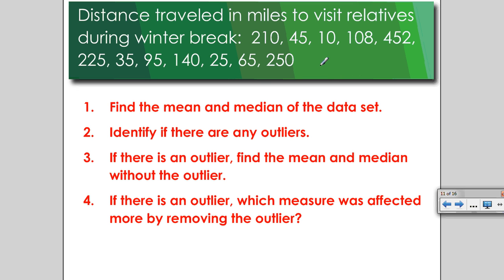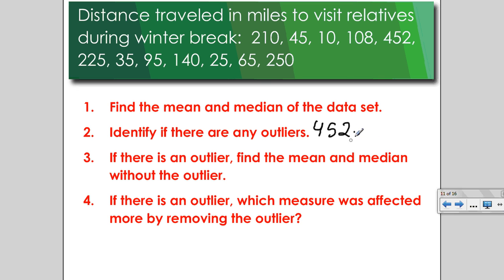All right. I see one that definitely is an outlier. 452 is way up there, so I would call it an outlier. So we got 265. I mean, these are a little bit further away, but 250, 210. We got some other values in that range. 35, 65. 10 is pretty far down there.